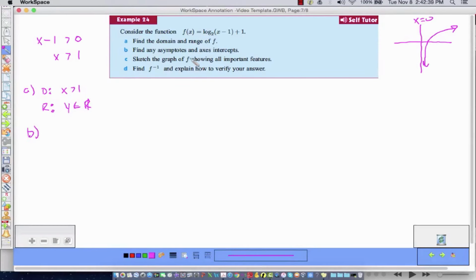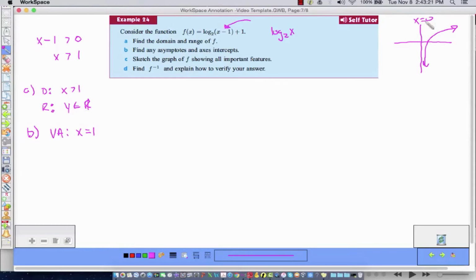Part B, find any asymptotes and axes intercepts. So let's talk asymptote, okay? So the asymptote right now is x equals 0. But as we have learned, with this minus 1 inside the parentheses, the graph of your basic log base 2 of x is going to move to the right 1 unit, which means the vertical asymptote is also going to move 1 place to the right. So the vertical asymptote is x equals 1 because of the shift.